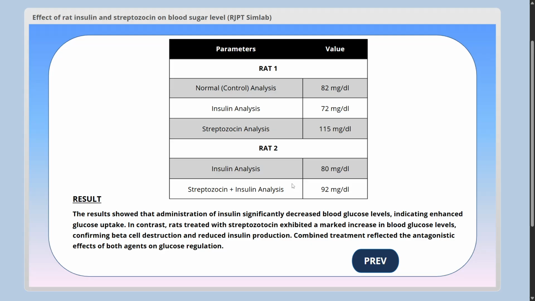So now we have completed our experiment and we have come to the end of this video. I hope that you have learned a lot in this experiment and in this video about the effects of streptozocin, insulin, and the combined effect of both streptozocin and insulin.